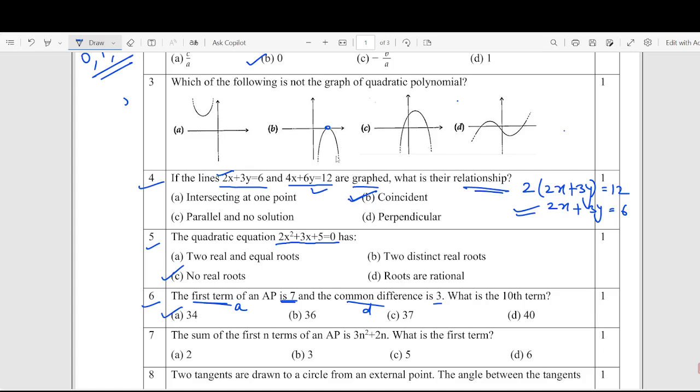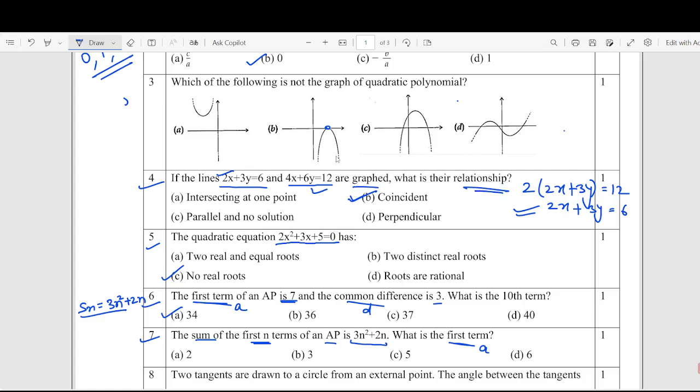Now question number 7. In question number 7, it is given that the sum of the first n terms of an AP is 3n square plus 2n. What is the first term? That means you have to find the value of A. So now here we know that the sum of the first n terms of an AP is denoted by Sn, and here Sn is given as 3n square plus 2n, right?